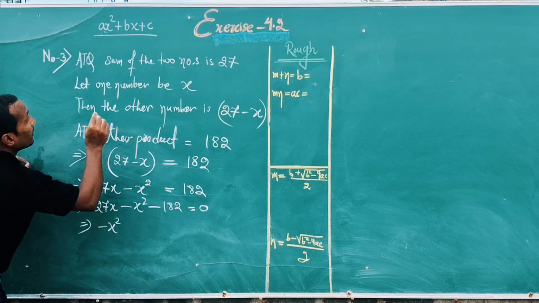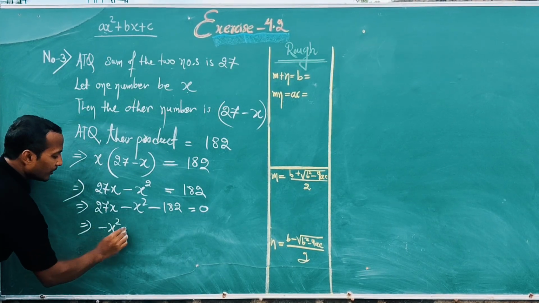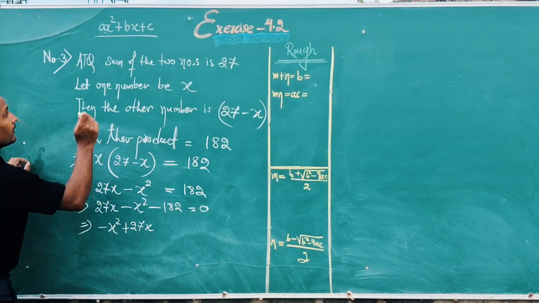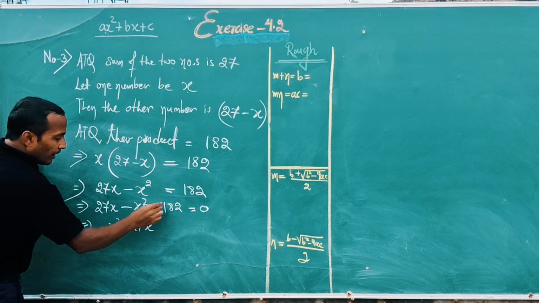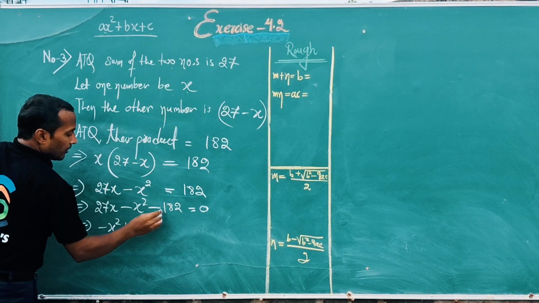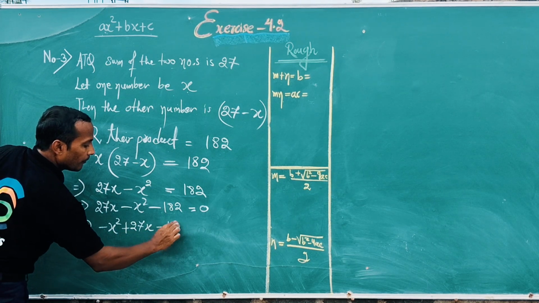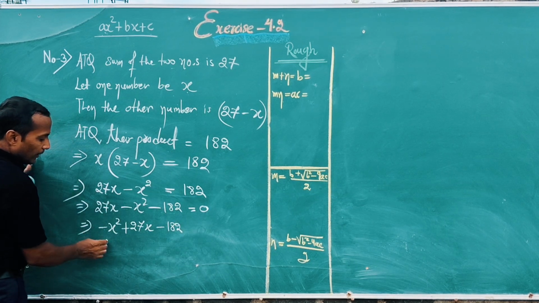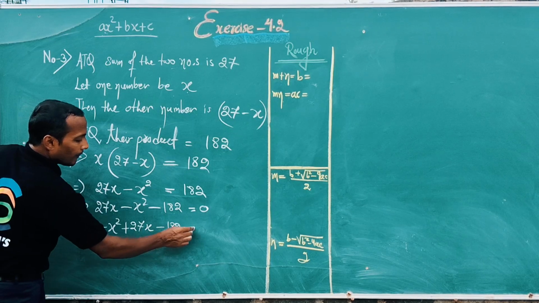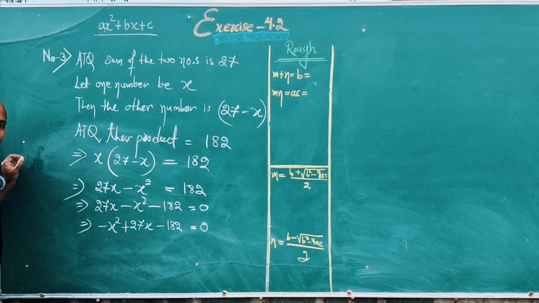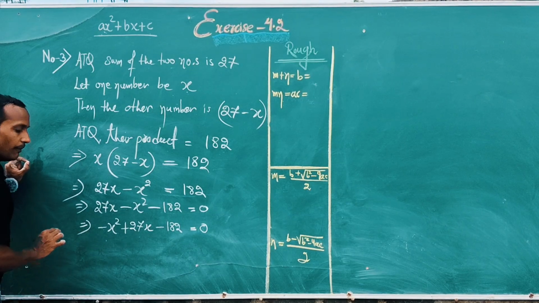Then the term bx, which is 27x here. So plus 27x is bx, and I wrote it in second place as in our standard form. And term c, that is minus 182 here. So it will be written in third place. Okay. So this is ax square, this is bx, this is plus c equals to 0. Now we got our quadratic polynomial on left side. We will solve it now.